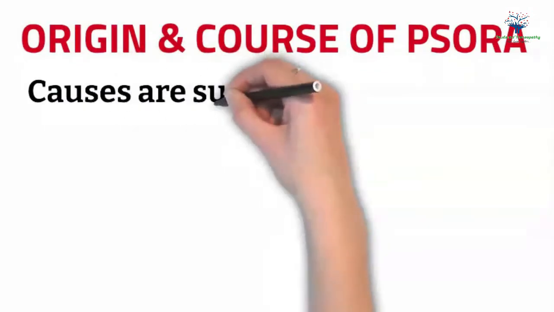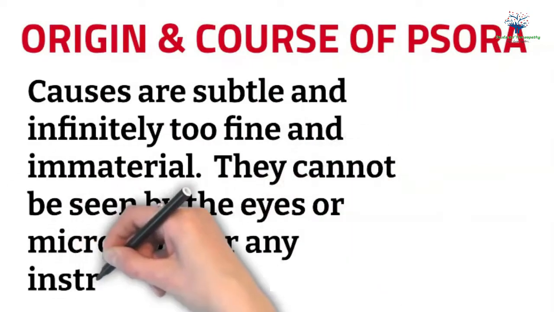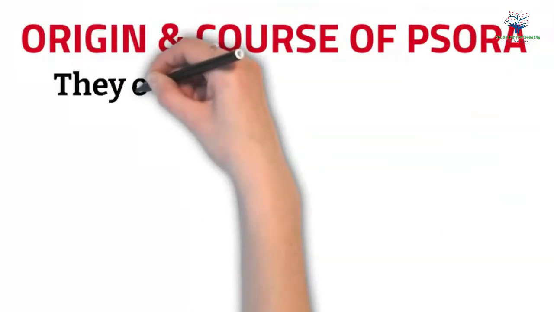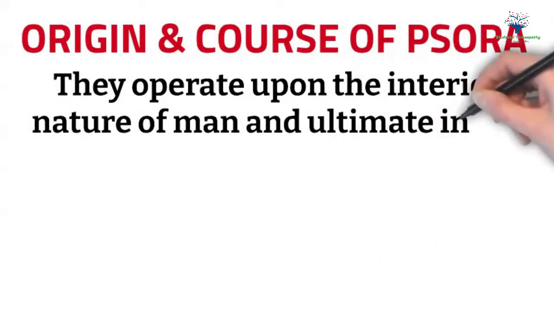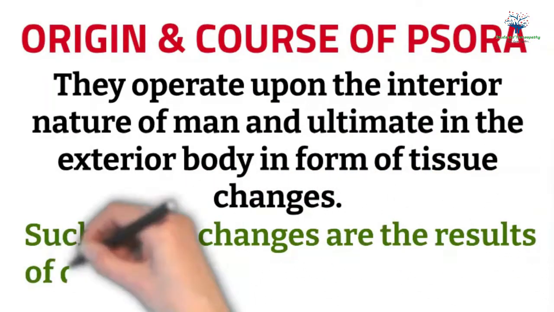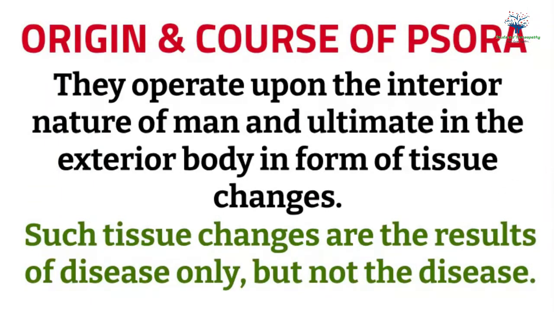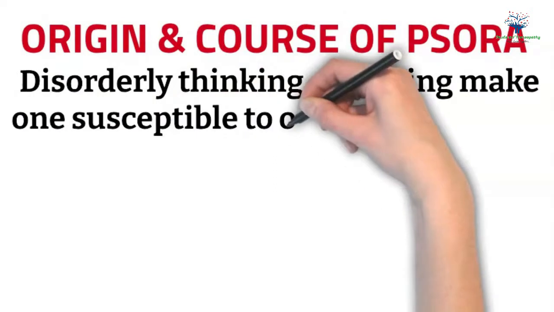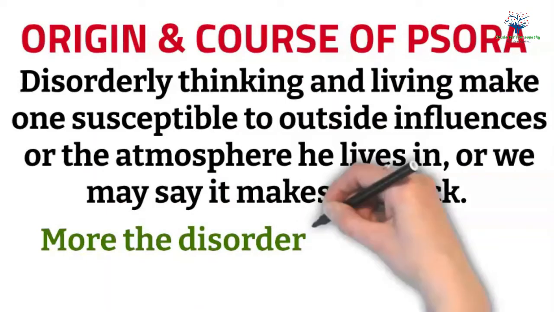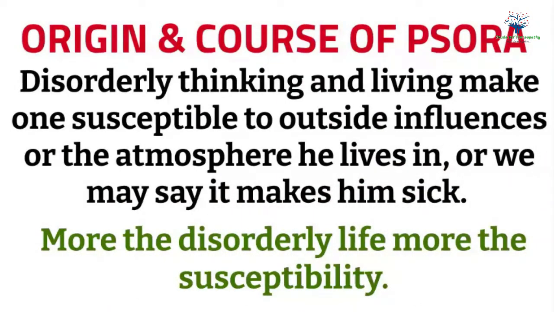Causes are subtle and infinitely too fine and immaterial. They cannot be seen by the eyes or microscope or any instrument of precision. They operate upon the interior nature of man and ultimate in the exterior body in the form of tissue changes. Such tissue changes are the results of disease only, but not the disease. Disorderly thinking and living make one susceptible to outside influences or the atmosphere he lives in. Or we may say it makes him sick. More the disorderly life, more the susceptibility.